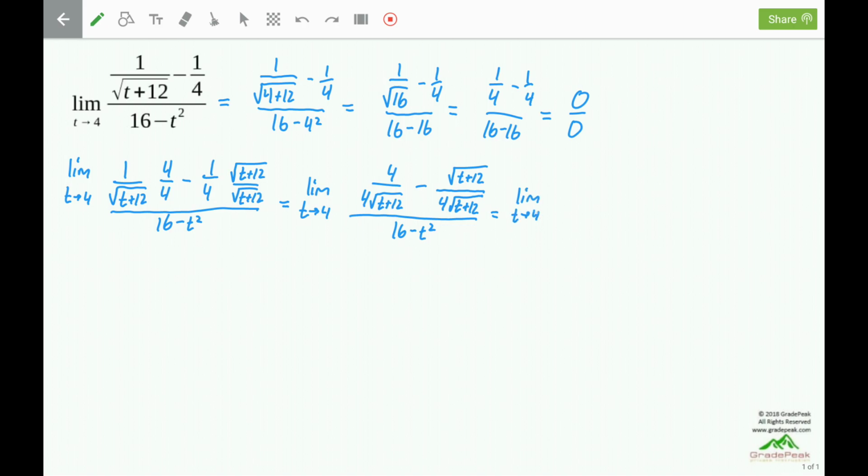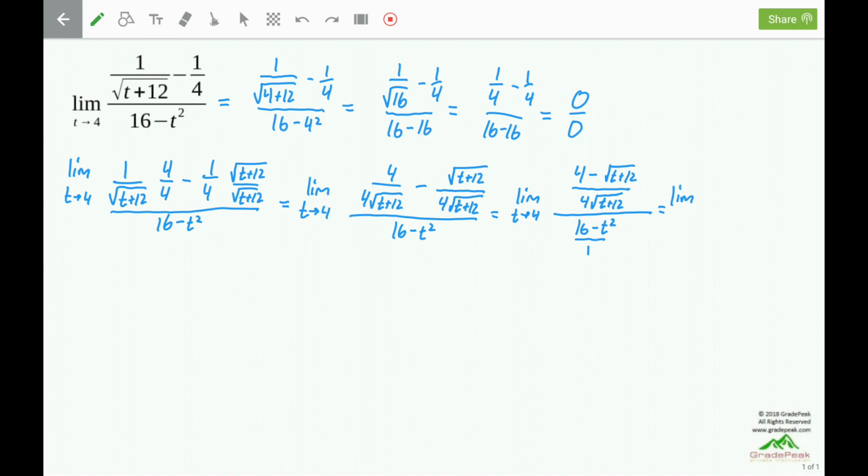Our next step is to combine these fractions together into a single fraction: 4 minus the square root of t plus 12 all over 4 times the square root of t plus 12, and then the entire thing divided by 16 minus t squared. After having done the common denominator, the next step would be to reciprocate the denominator fraction and multiply with the numerator fraction. The denominator is not a fraction just yet, but we can make it a fraction by putting it over 1, so that in our next step we can reciprocate and multiply.